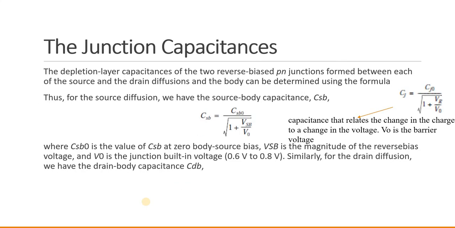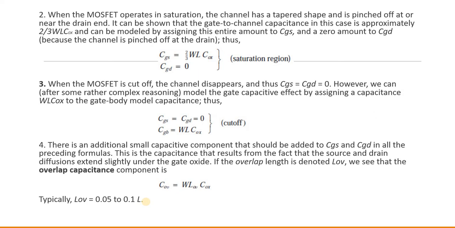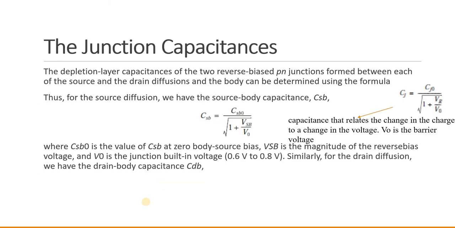That is related to the gate capacitive effect, and the next is junction capacitance. There are two junction capacitances, CSB and CDB: source body and drain body. The depletion layer capacitances of the two reverse biased PN junctions formed between each of the source and drain diffusions and the body can be determined using a formula.